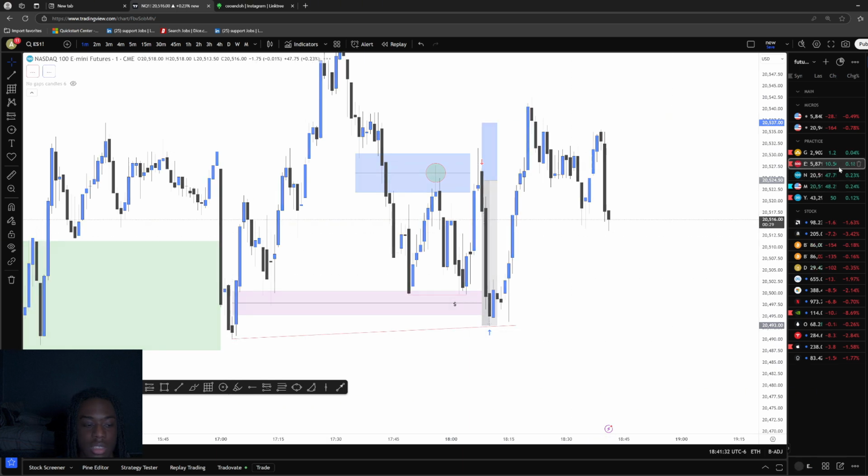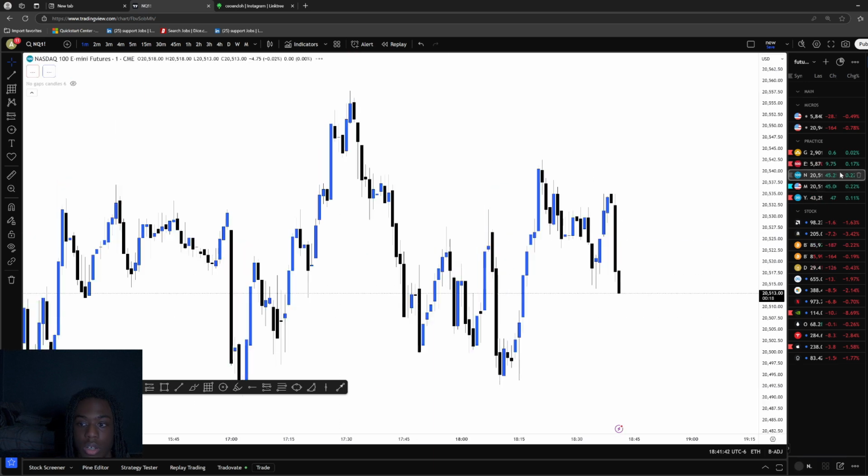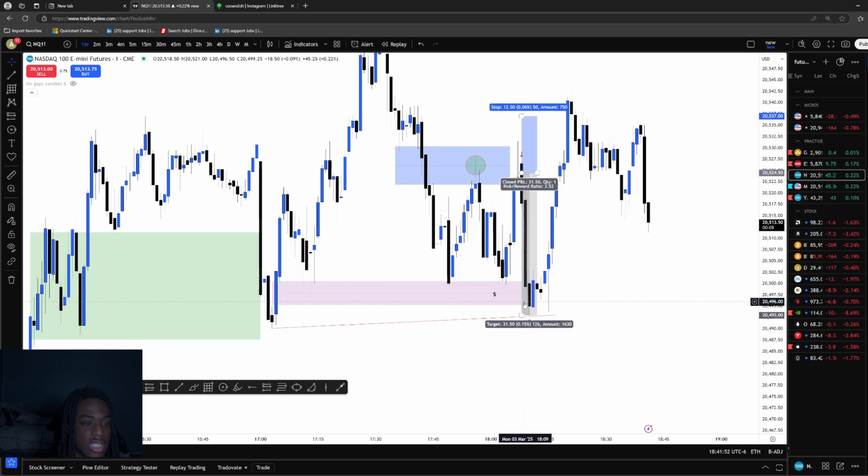So I go on ES, boom, look, 5:03. You see this is the same low, right? But this low got swept, so the liquidity got swept. But on Nasdaq, the lows had held, right? So this shows bullish intent and price could potentially reverse.